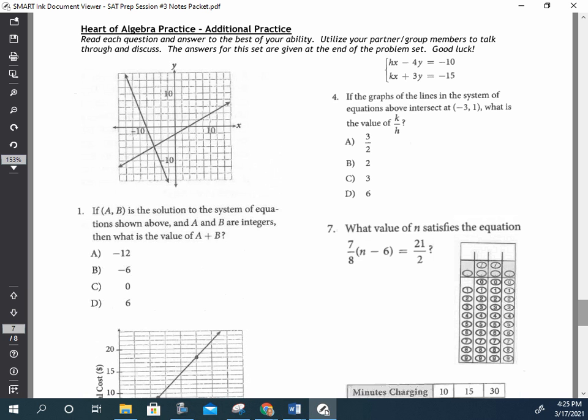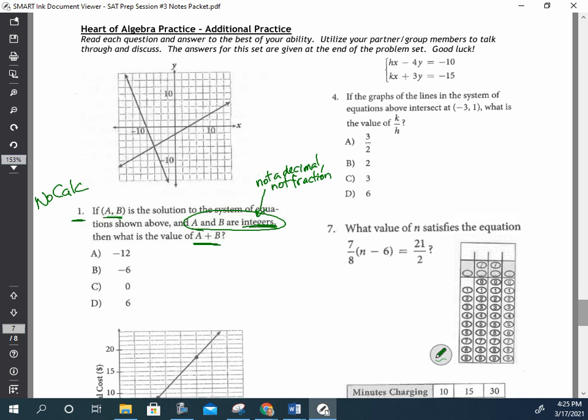So, problem 1. Problem 1 here is an example of a no calculator problem. If (A, B) is the solution of the system of equations shown above, what is the value of A plus B? They're telling you that A and B are integers. If it's an integer, that means not a decimal, not a fraction. That's what an integer means.